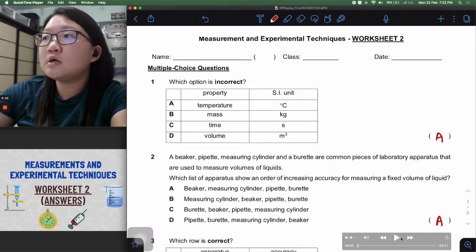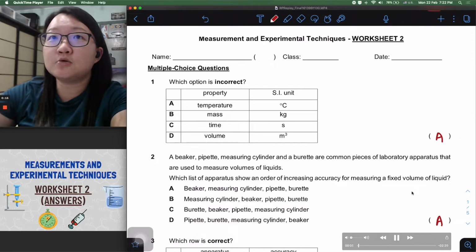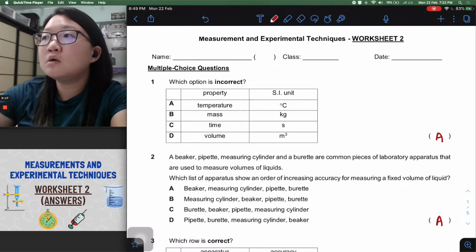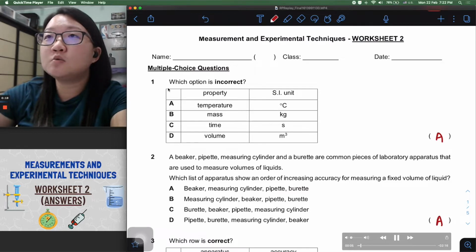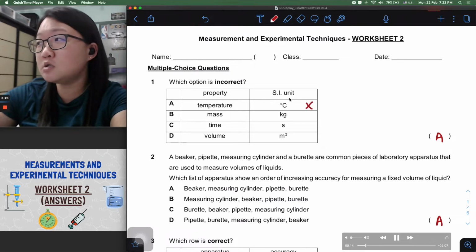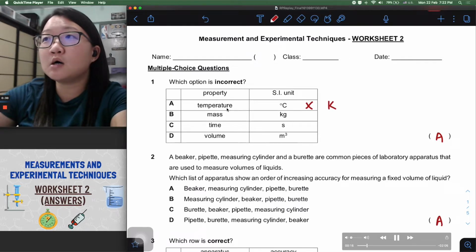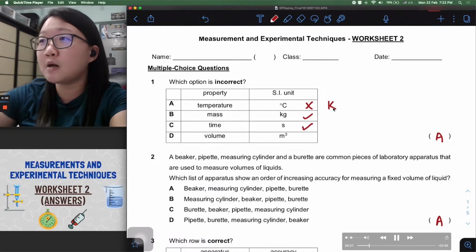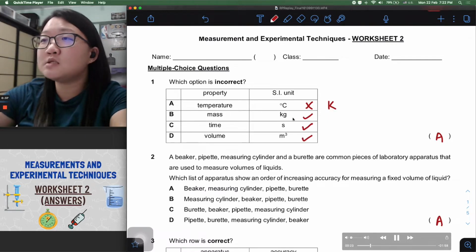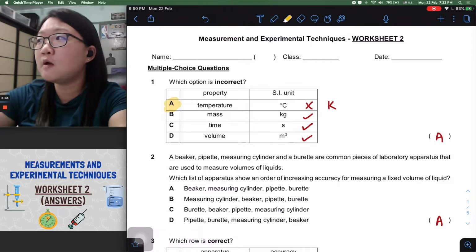Let's start with MCQ. Looking at question 1, which option is incorrect? We are looking at some properties as well as their corresponding SI units. In this case, the answer is A. It's pretty straightforward. For temperature, the SI unit is Kelvin, capital K. Mass is kg, time is seconds, and volume is cubic meters. So the answer is A.